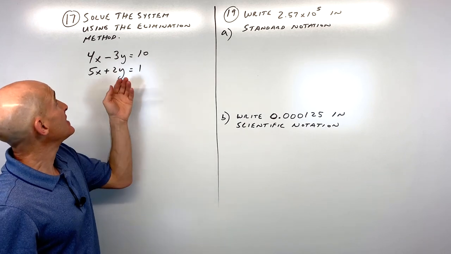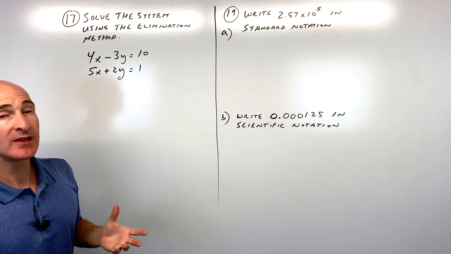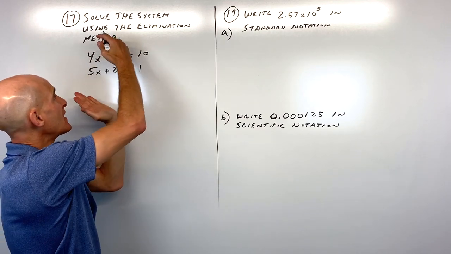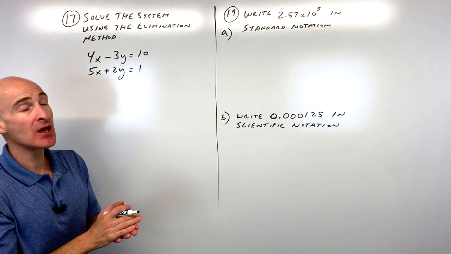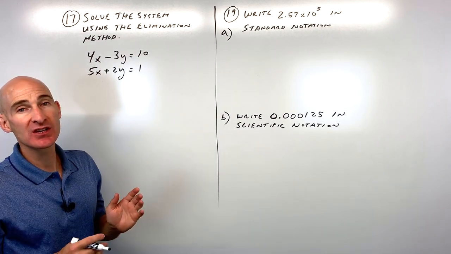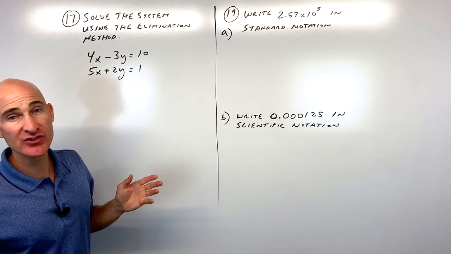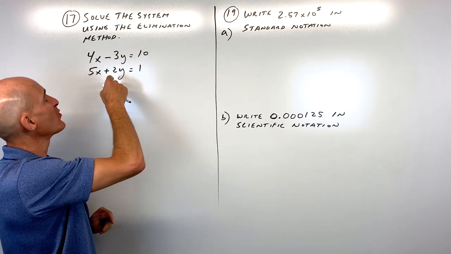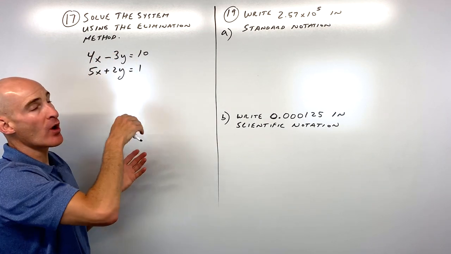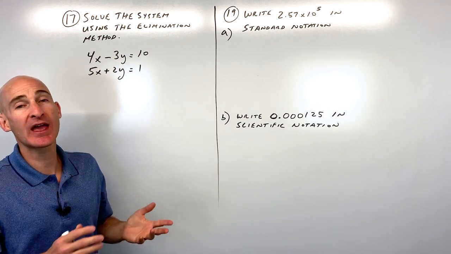Okay, number 17, it says solve the system using the elimination method. When we do the elimination method, we're trying to add these two equations together to eliminate either the x's or the y's, or you can subtract the equations and eliminate the x's or the y's. I usually find adding to be easier. Most students normally do. Ideally, when we try to combine these, we want one of the quantities to be negative, one to be positive, and we want them to have the same coefficient, so when we add them together, they'll cancel out.